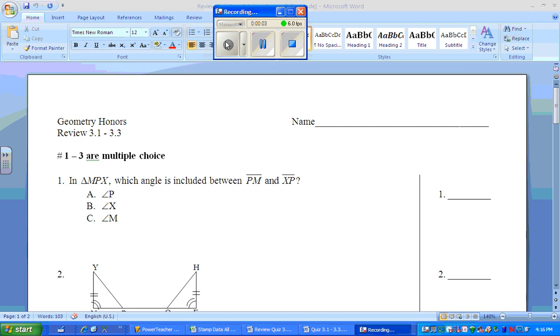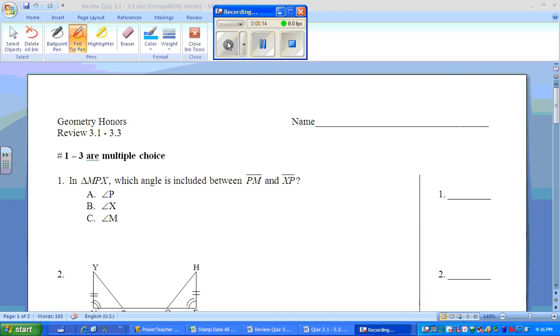This is review sheet 3.1 to 3.3 for chapter 3. The first three questions are going to be multiple choice, which are similar to ACT questions I've seen while teaching my ACT course.